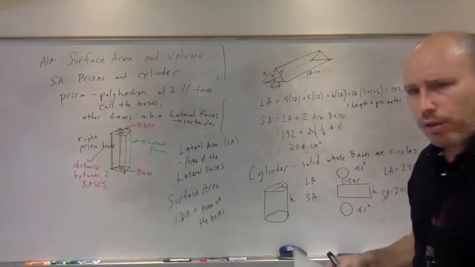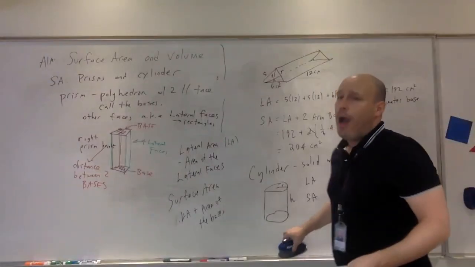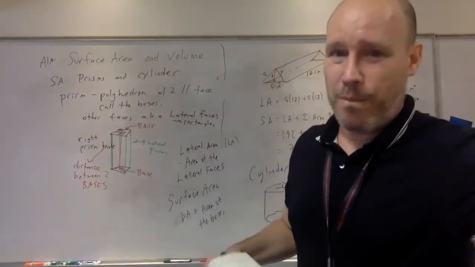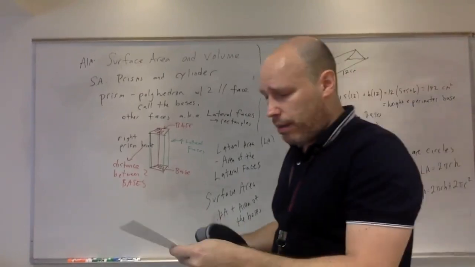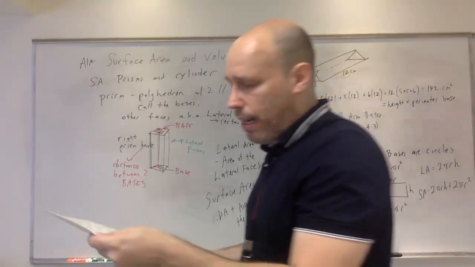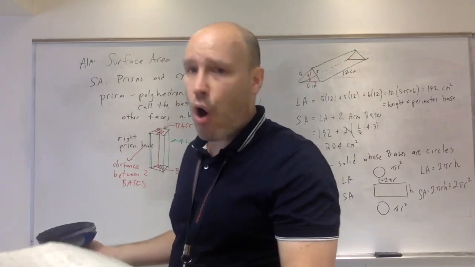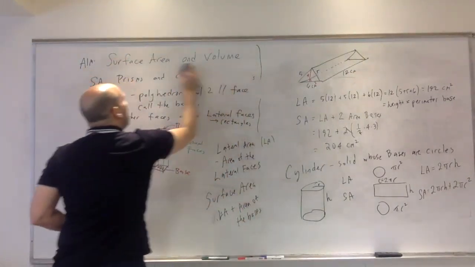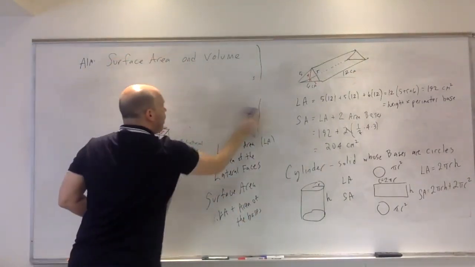Let's move on. What are the next two things we're interested in? With the New York State exam, we're interested in a pyramid and a cone. These are the four things we're interested in. So let's move on to the pyramid and the cone.